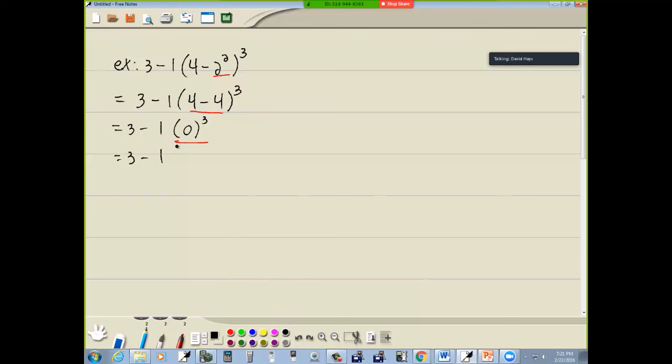Everything else carries down. Now 0 to the third power is 0 times 0 times 0. And I've kept the parentheses here because a number right next to parentheses indicates multiplication.